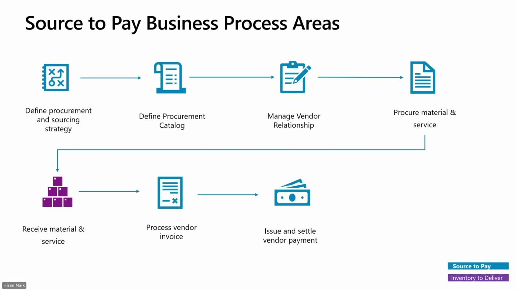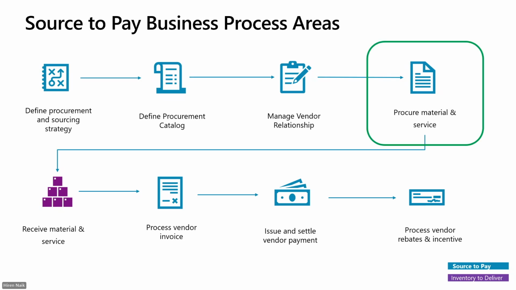Issue and settle vendor payment. This business process area involves paying vendors accurately and on time according to agreement terms. Process vendor rebates and incentives. This business process area involves managing and tracking vendor rebates and incentives.